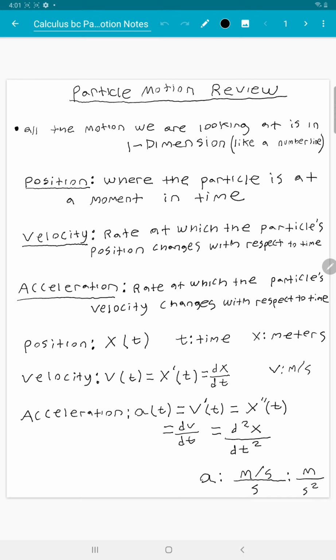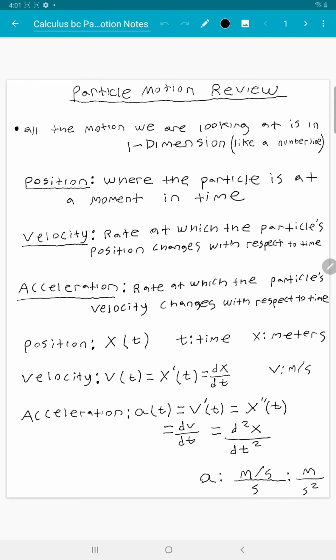So the three main terms that we're going to be looking at when we talk about particle motion are position, velocity, and acceleration. Position is defined as where the particle is at a moment in time. And the first derivative of position is velocity, and that is the rate at which the particle's position changes with respect to time. And then the second derivative of position and the first derivative of velocity is acceleration, and that is the rate at which the particle's velocity changes with respect to time.